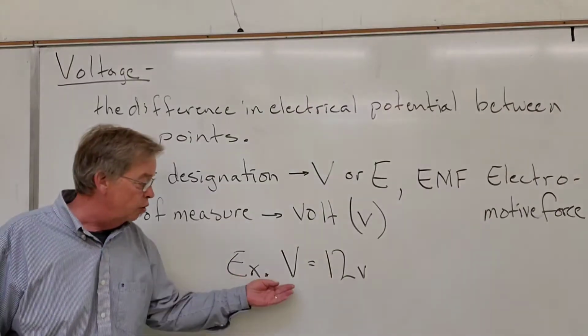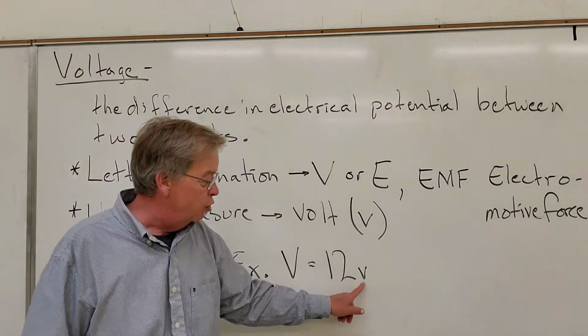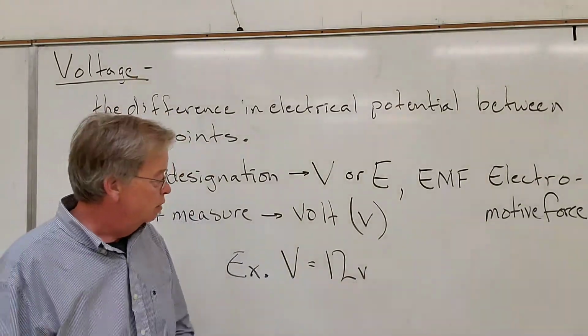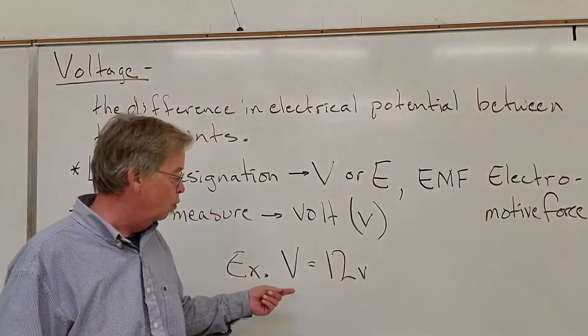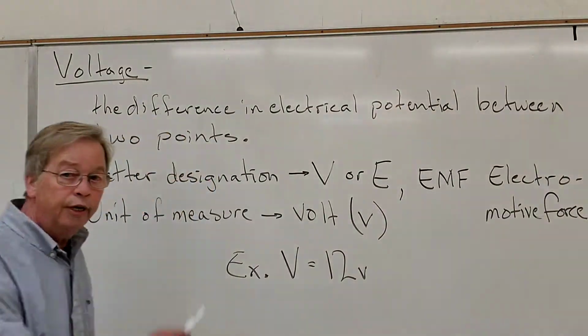And as an example, I wanted to show you a letter designation is equal to the value and then the unit behind the number itself. So knowing the letter and the unit tells you what number to put where in the formula. That's why that's so important. Okay, make sure you get that copy.